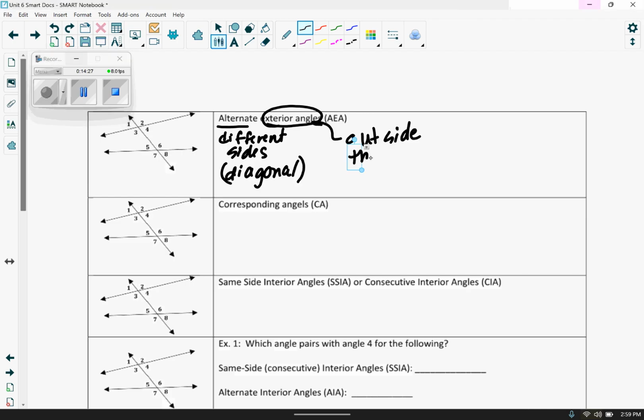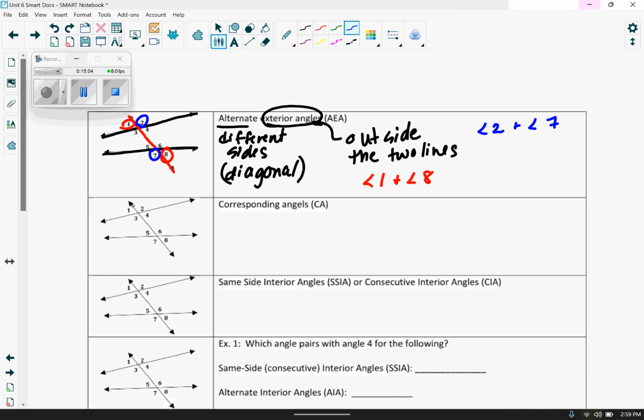Outside the two lines. So here are my lines with my transversal. I want a diagonal outside the two lines. So like angle 1 and angle 8. I would say angle 2 and angle 7. Diagonal and outside the two lines.